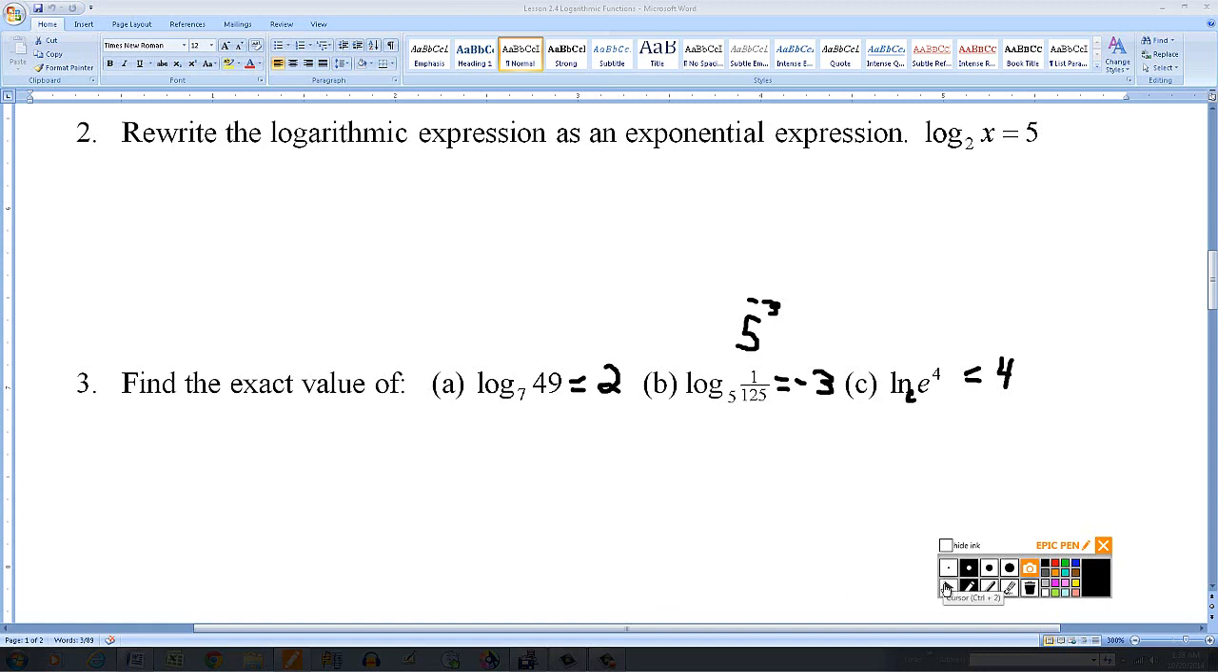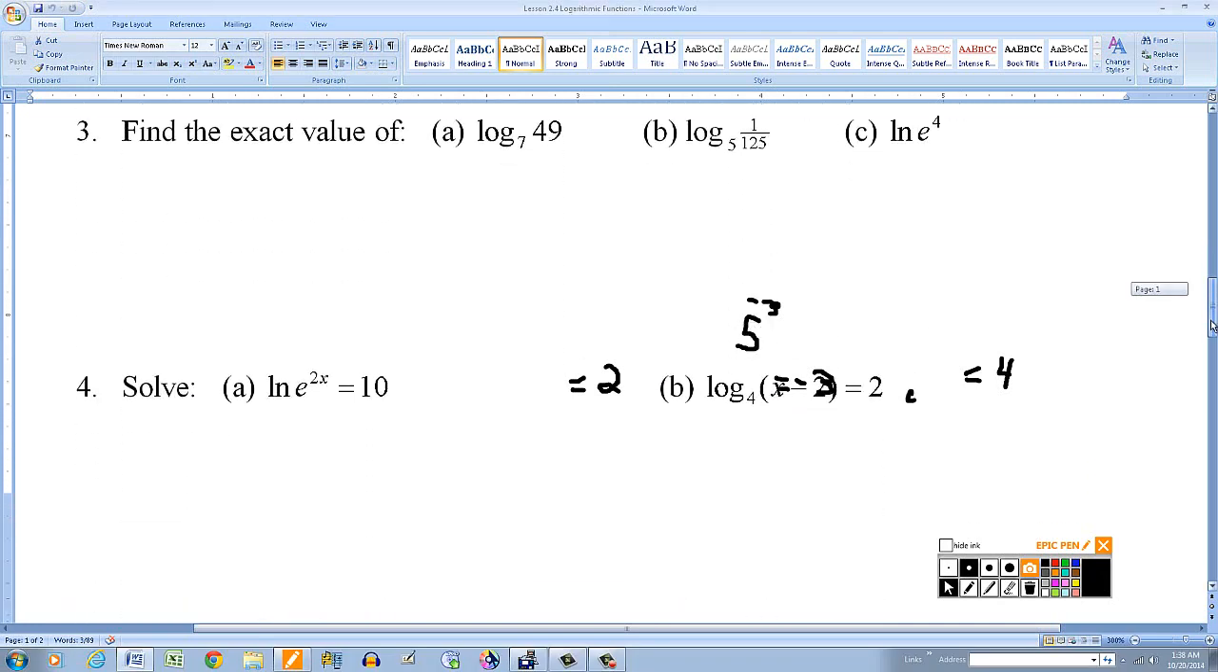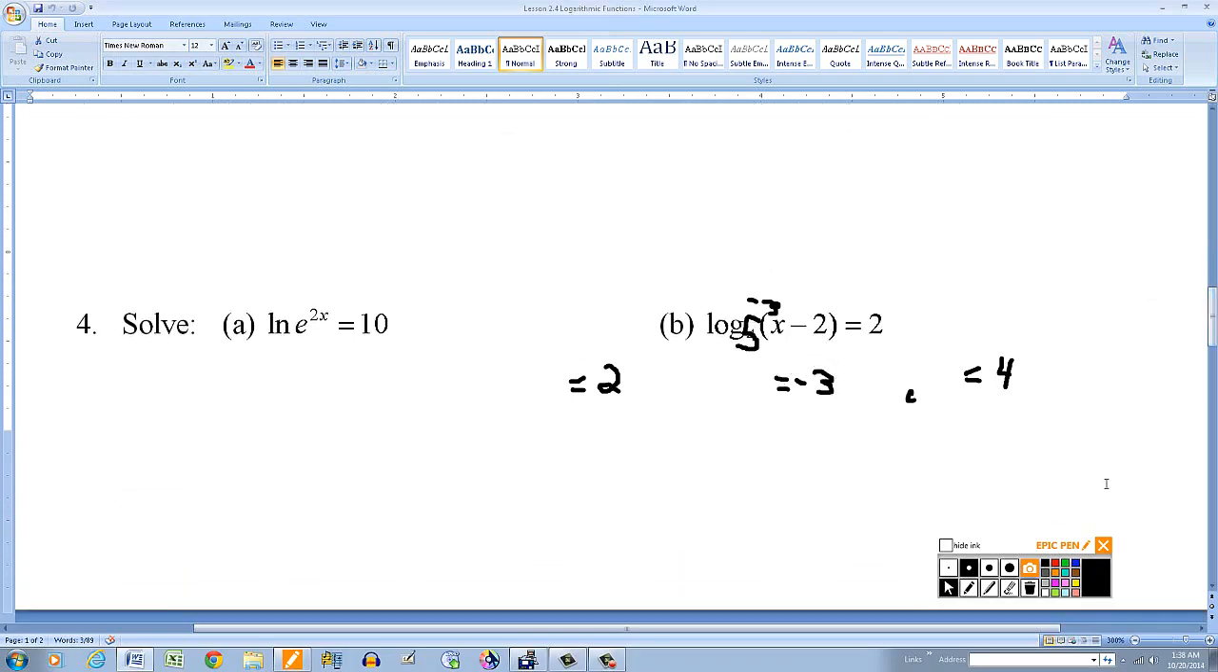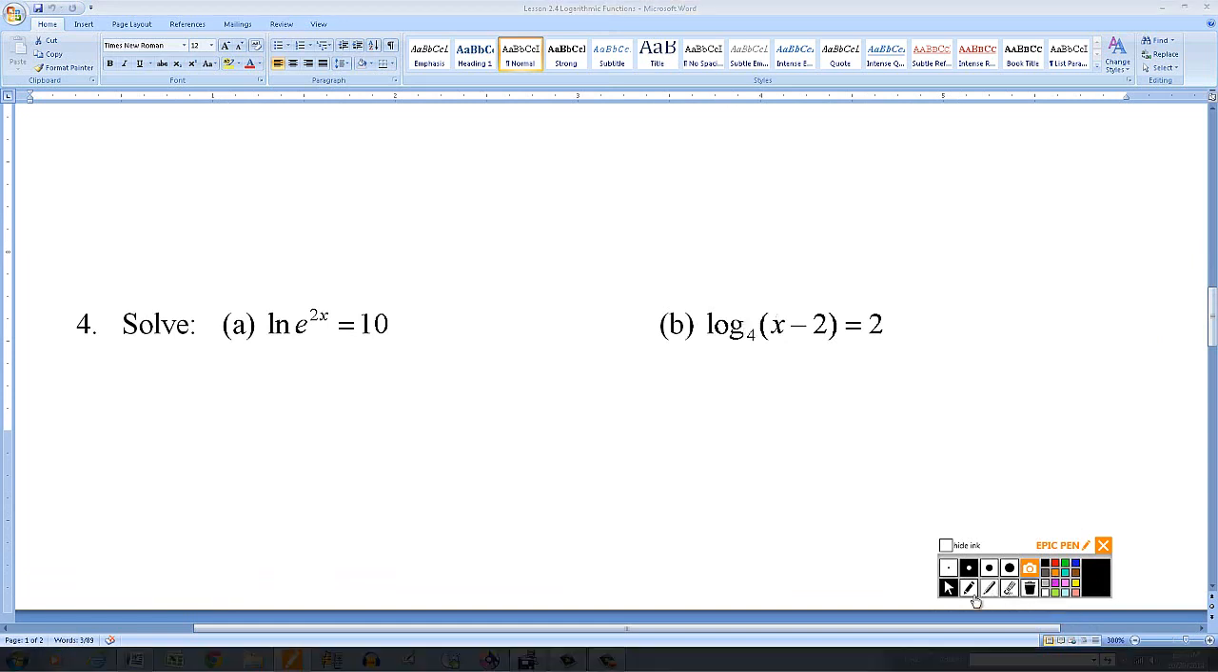Okay, now let's look at these. These are logarithmic equations. Again, in the last lesson we looked at exponential equations, those are just equations that had one or more exponentials. Logarithmic equations are simply equations that have one or more logarithmic expressions. So let's look at this one. It's the natural log of e to the 2x is equal to 10. I want to solve for x. So remember the base here is e. So I can rewrite the left side as 2x.